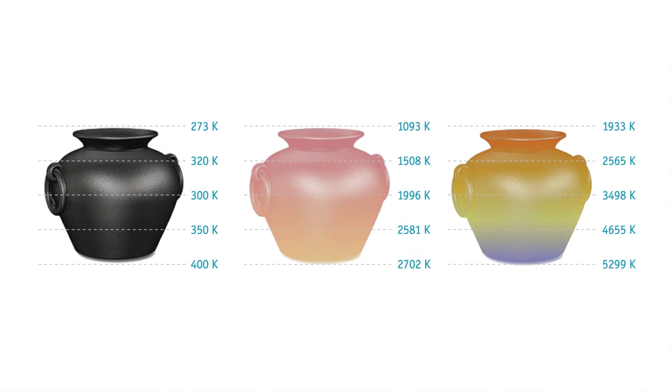As the picture shows, the color of the pot changes as the temperature is raised. The higher the temperature, the colder the light feels, and conversely, a lower temperature will cause a warmer light. In everyday language, we speak of cold and warm light.